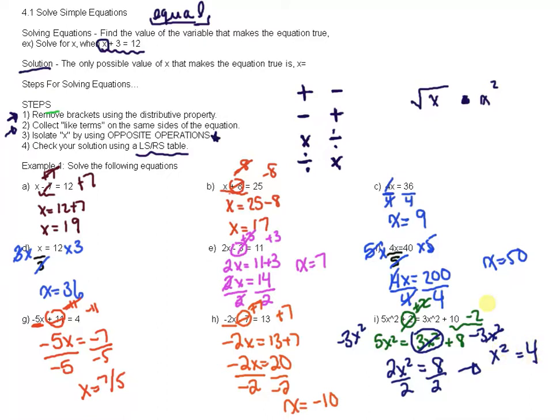So how do you get rid of this squared? Well, we talked about this up here. We get rid of the squared by actually rooting both sides. So again, what you do to the right-hand side, you do to the left-hand side, root both sides, and I get x equals 2. But the answer actually is plus and minus 2. So there's actually 2 answers to this.